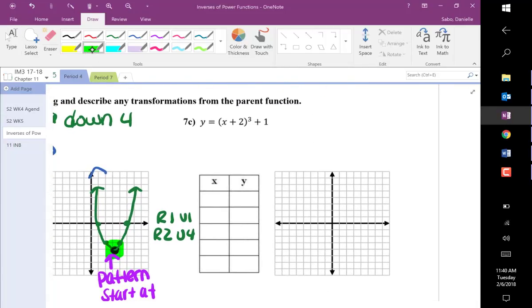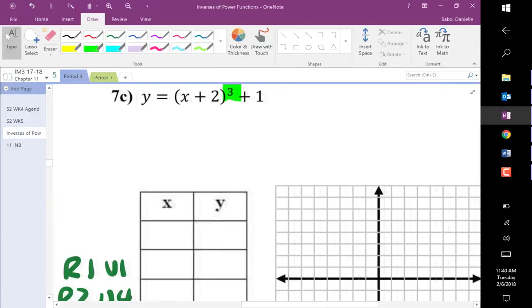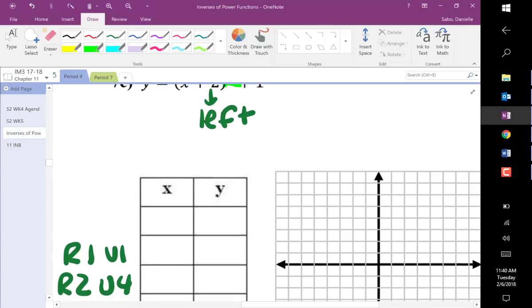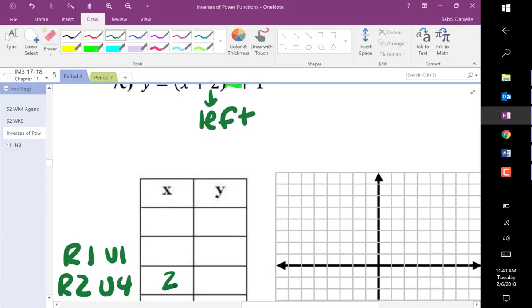All right, let's talk about this one though. Now we're in cubic. That means we're going opposite directions, which is kind of like the one right above it. But before we do that, you have to identify your transformations to see where you are starting. Where is my point of inflection here? So what does this 2 mean? Negative 2, which means I'm going left 2. So write that down. That's where I start, at that left 2, which is technically negative.